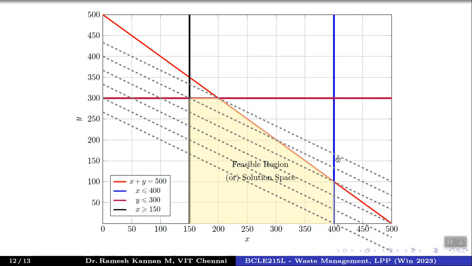So that is how you take a look at finding the optimal solution, right? So in the next class, we'll take a look at the maximization case, in which we will be maximizing the benefits from the waste management perspective.